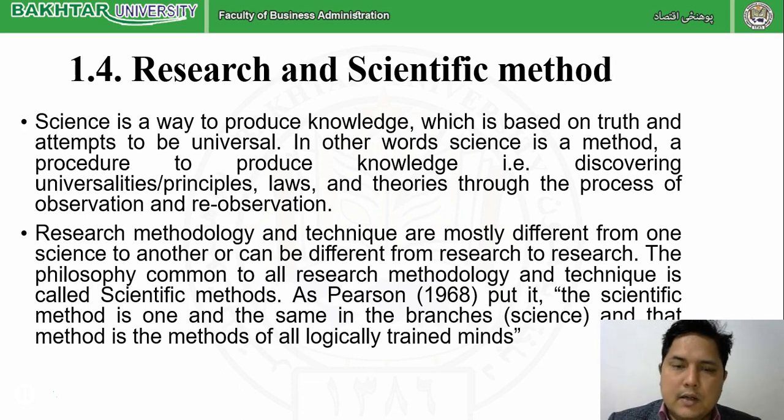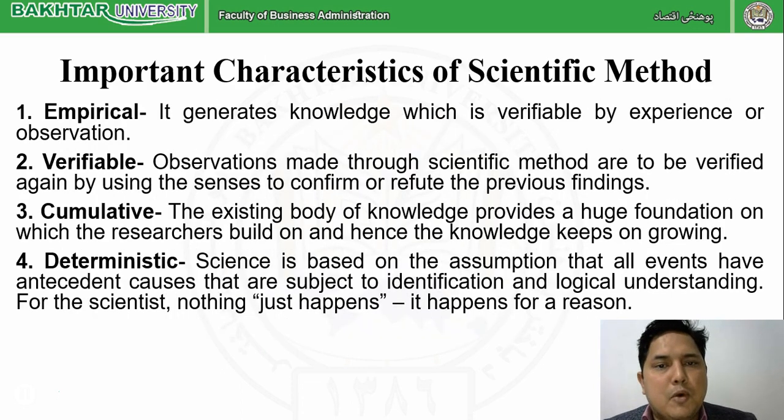What are the 4 criteria? You can see here the important characteristics of a scientific method. If your research is empirical, verifiable, cumulative, and deterministic, you can say that your research is a scientific research, or your research is applying the scientific method. Let us understand what these mean. They are very fancy terms, but they have very simple meanings.